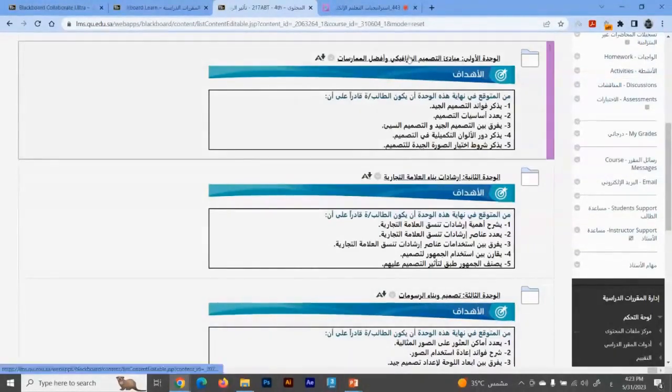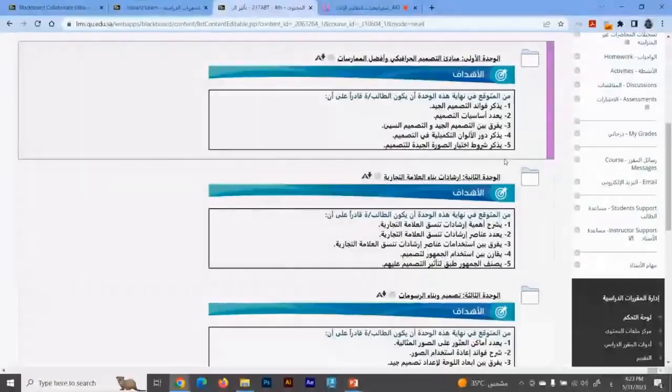Here, there is expertise in the principles of graphic design. The content expert has provided a set of formulations or phrases to clarify the behavior the learner will exhibit. The second, third, fourth, and fifth up to Unit 12.